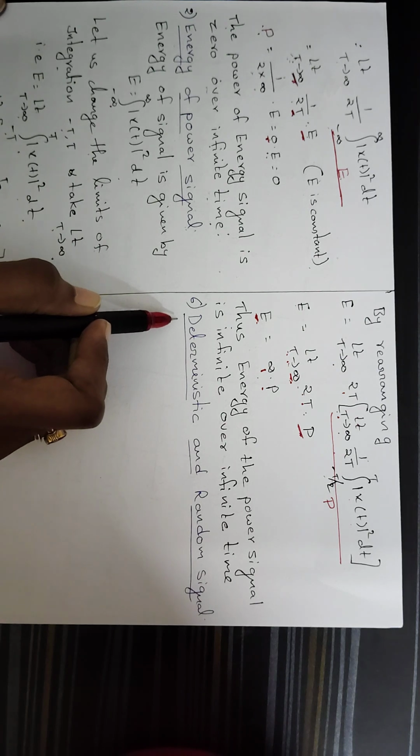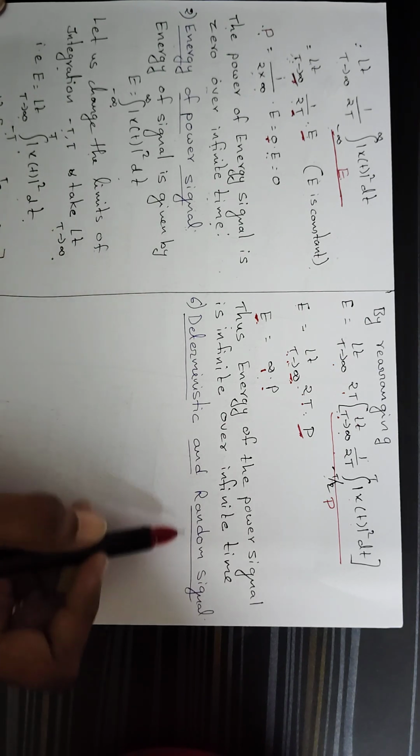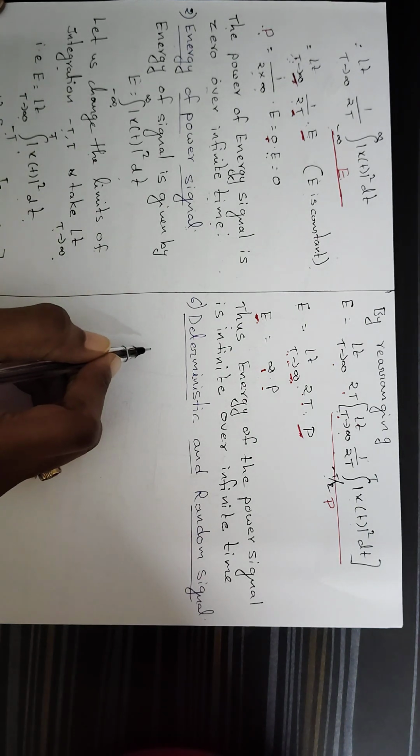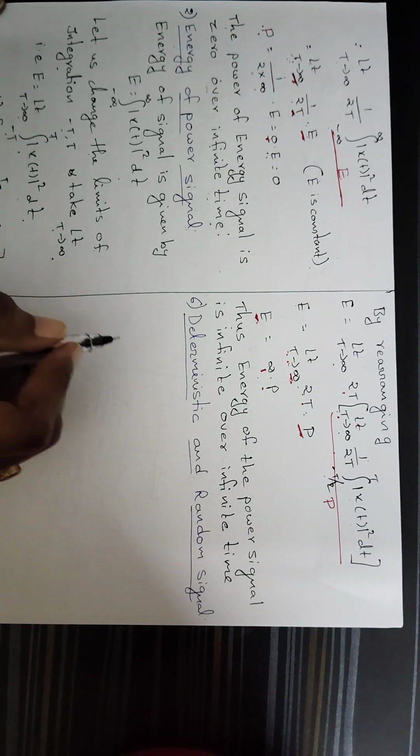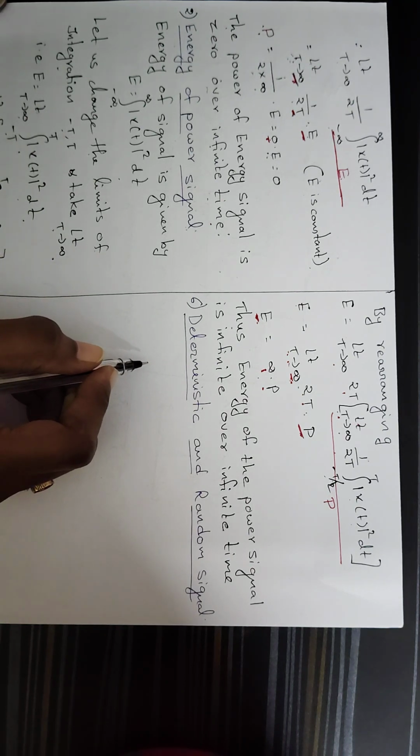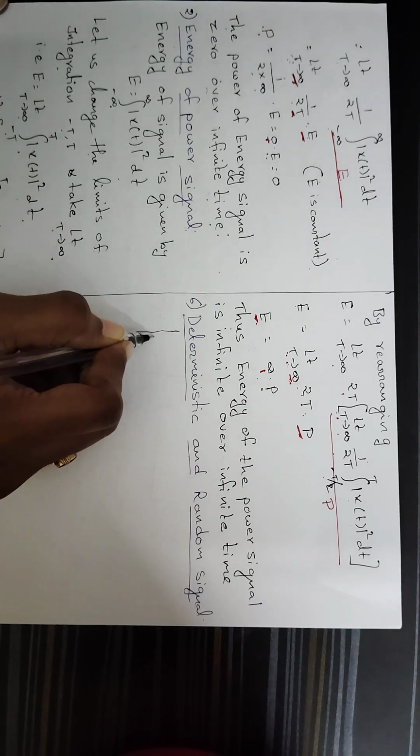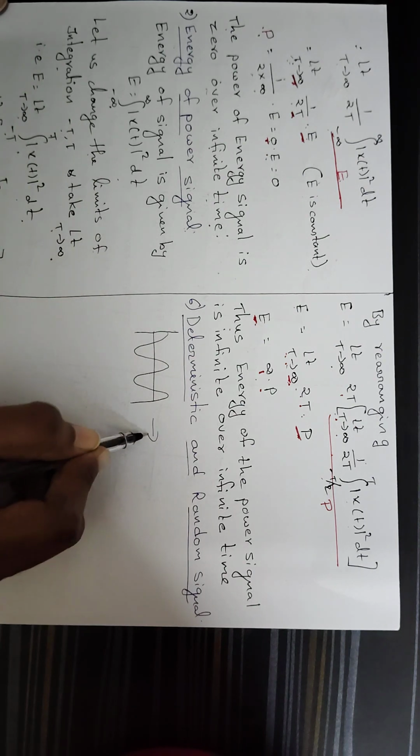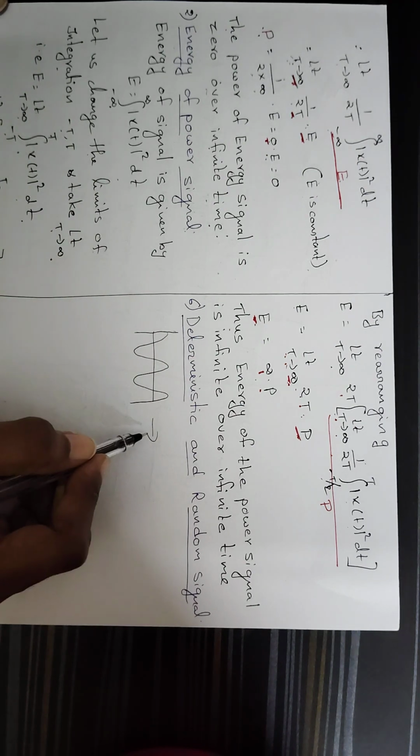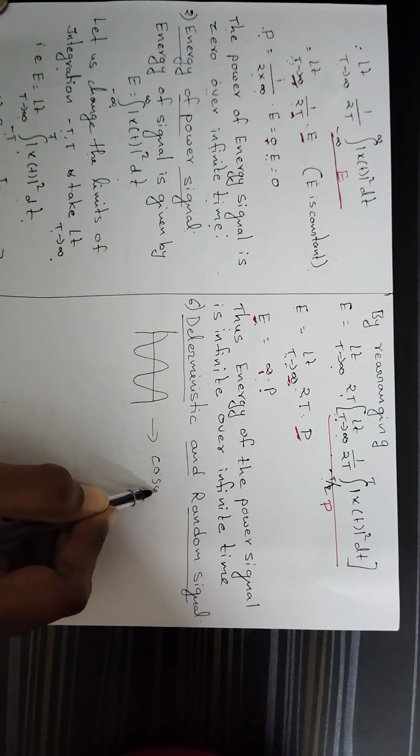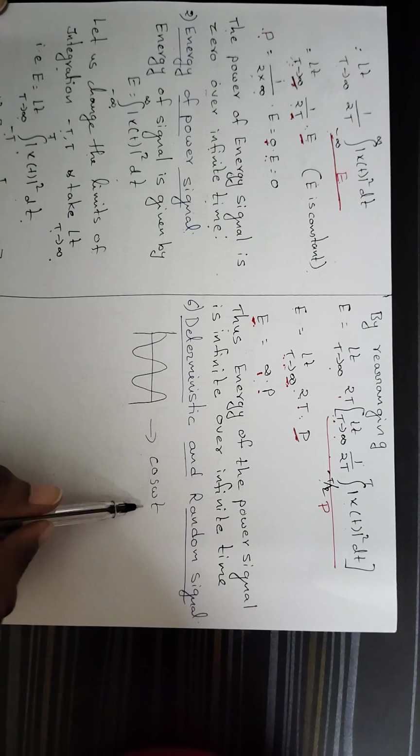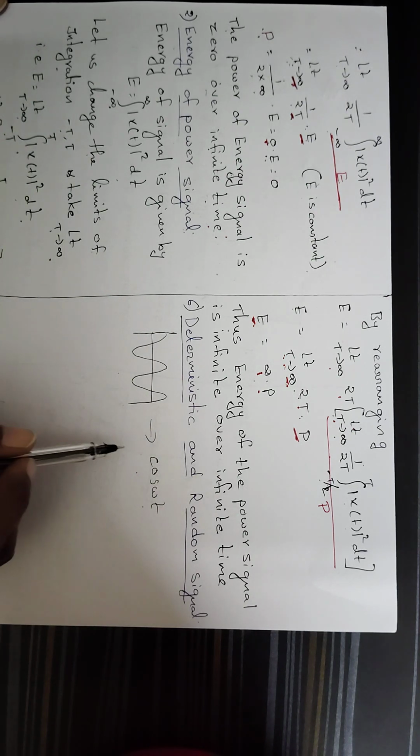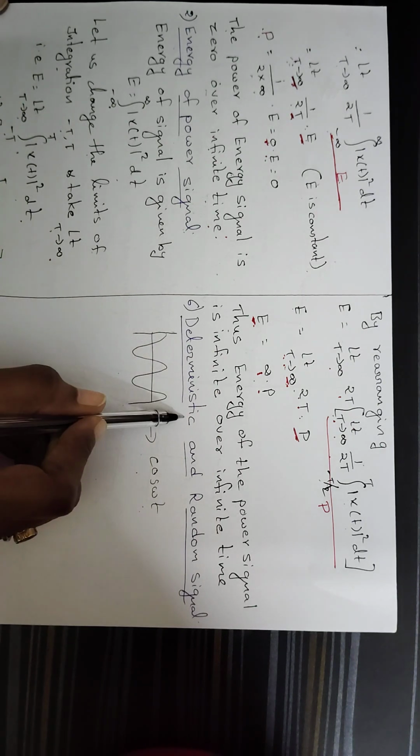So the last type of signal is what? Deterministic and random signal, or we call it non-deterministic signals. So here deterministic signals are nothing but what? Any type of signals which can be represented in a mathematical form. For example, if you take a cos signal, this is a cos signal. So the mathematical equation of the cos signal, how to write that equation, that is cos omega t. So this signal is having a mathematical form. This is an example. So any type of signals which can be represented in a mathematical form, we call it a deterministic signal.